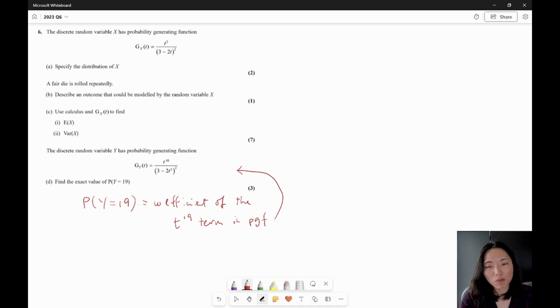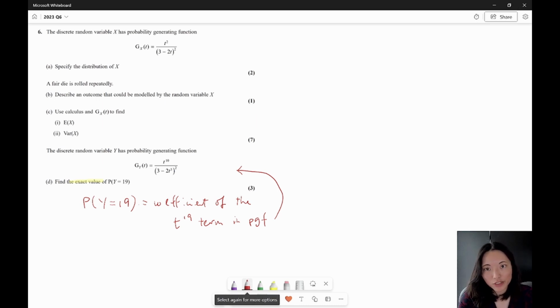But we're actually going to use a more clever way to work out the coefficient of the t to the 19 term so that we get the full 3 marks. And by the way, whenever you see a question asking for an exact value, we can't just give a rounded answer. It's likely that that value will be in the form of a fraction. So how do we go about tackling this question?